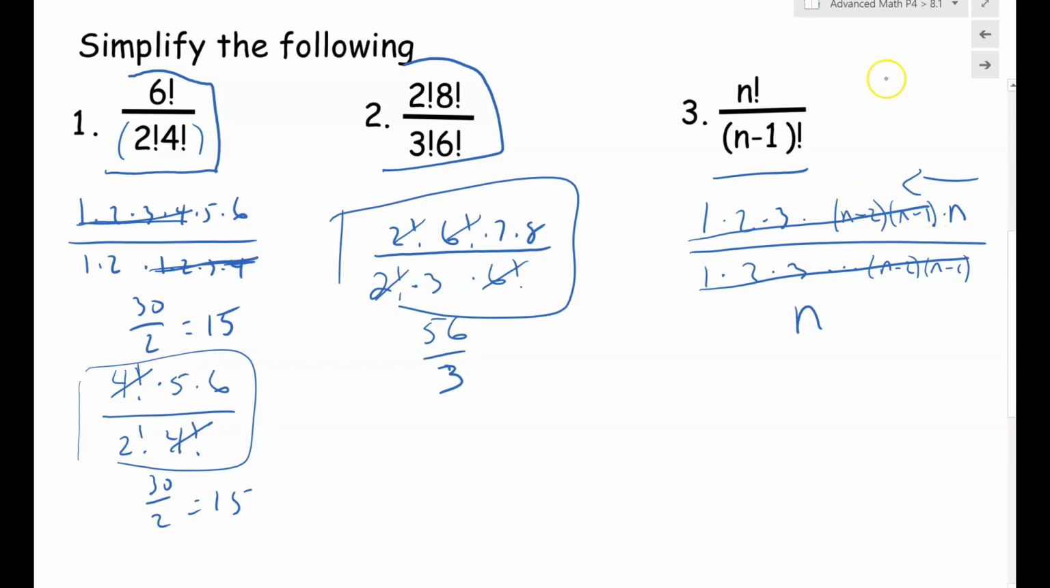If I had something with a 2n in parentheses factorial, it's 1 times 2 times 3, and so on. What do I end with? 2n. Well, what's the one previous? 2n minus 1. What's the one previous to that? 2n minus 2. Okay, so we'll practice a few of those, and I would say that the trickier part is dealing with the n.